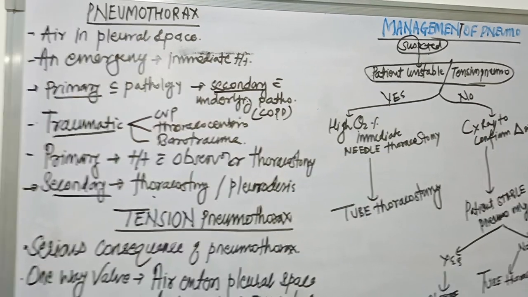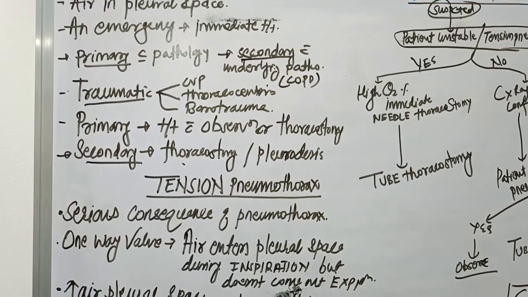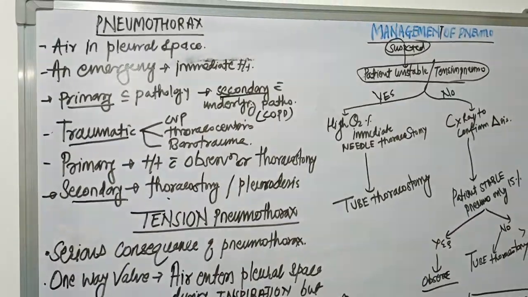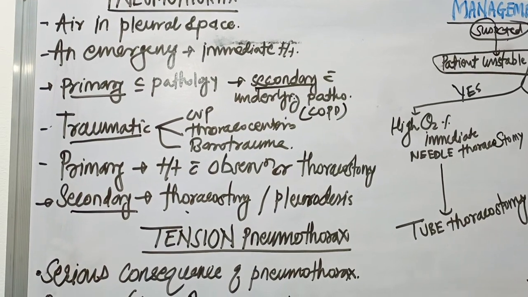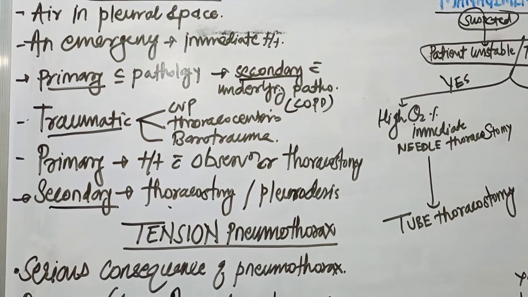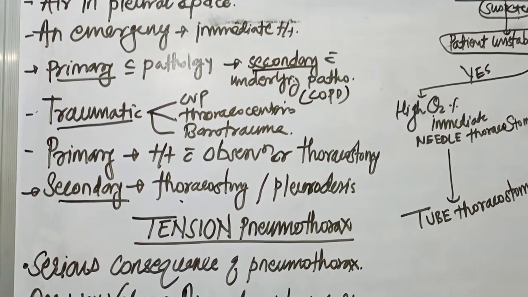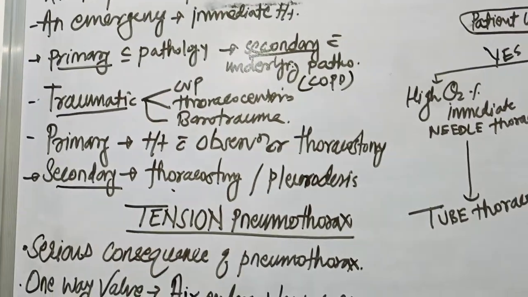Primary means without any pathology. Secondary is because of some underlying pathology like COPD. And pneumothorax could be traumatic also, because of CVP, thoracocentesis, barotrauma. Primary pneumothorax needs treatment and observation or thoracostomy. Secondary pneumothorax requires immediate thoracostomy or pleurodesis.